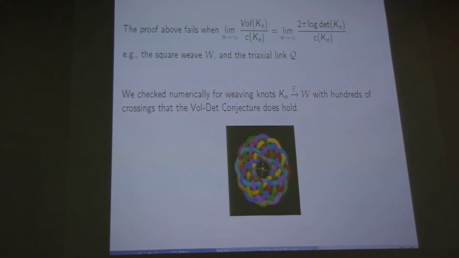This is a weaving knot. So you take something that's basically a torus knot and you alternate it. And so you take this larger and larger gadget and we check that the Vol-Det conjecture holds. Okay, but that's not a proof.